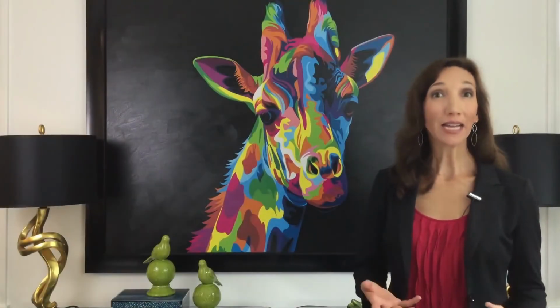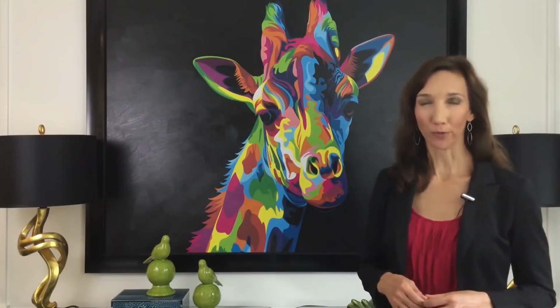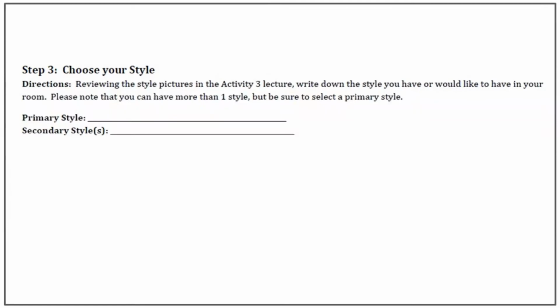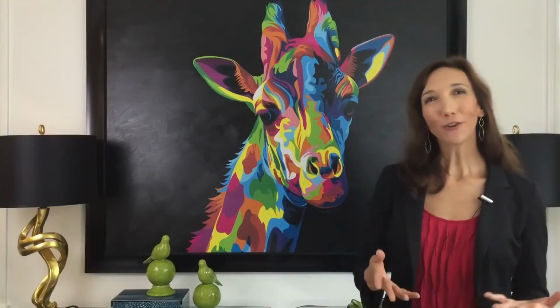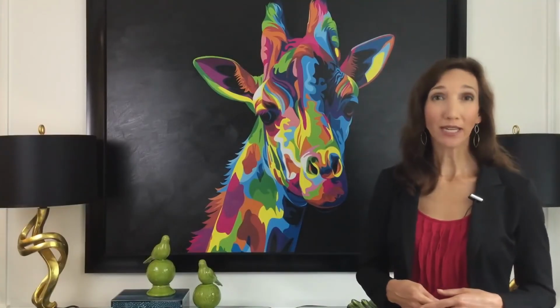For your third activity, I want you to capture the style that you will be using for your room on your guide. As a reminder, you can choose to have more than one style in a room or home, but it's important to choose a primary style and then choose one or possibly more secondary styles. Here are the main styles again with a representative photo next to each of them.